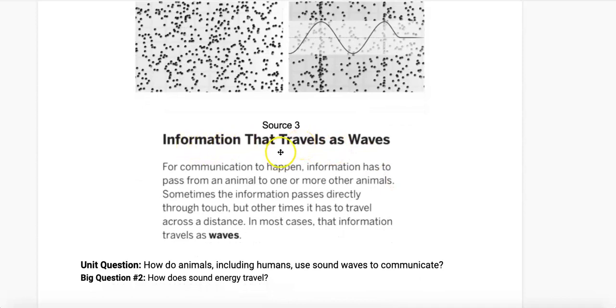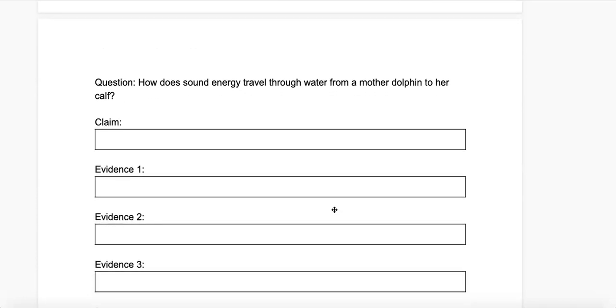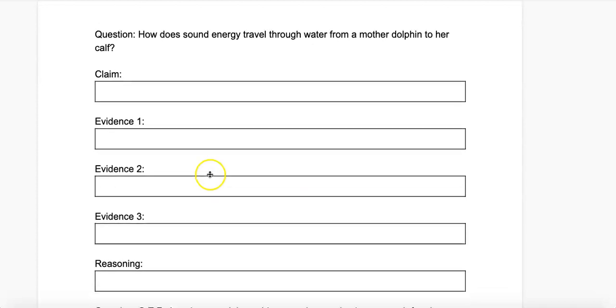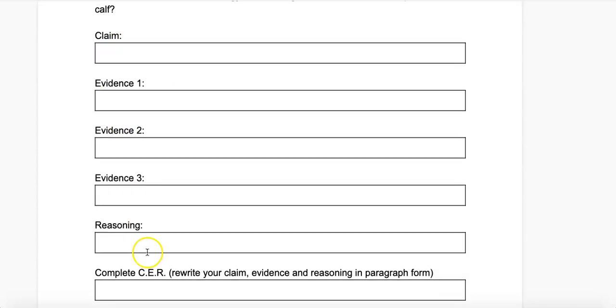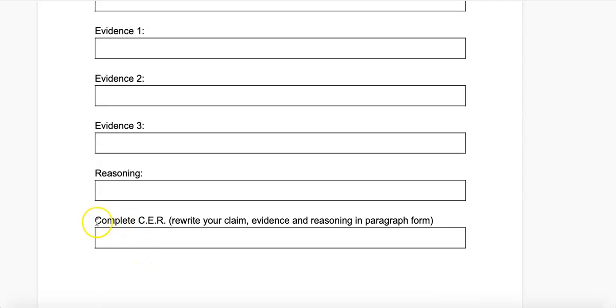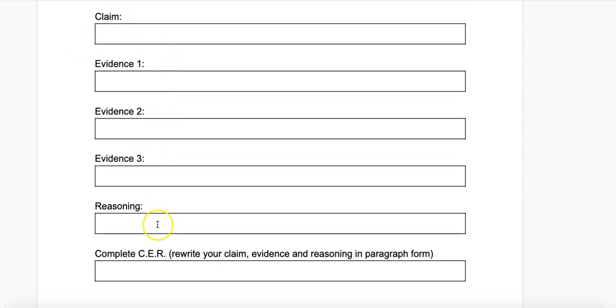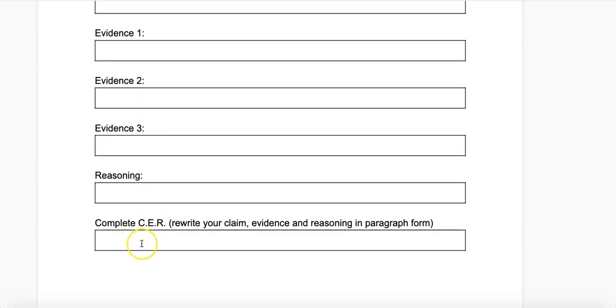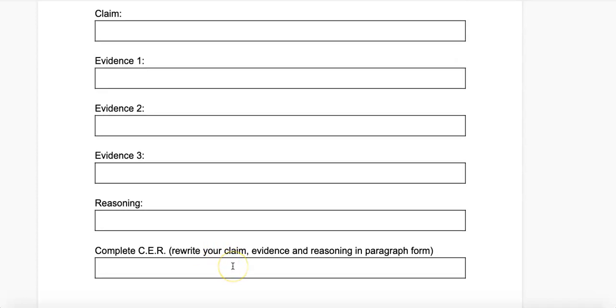This is giving us information about how sound travels as waves. When we read this source 3, it's definitely going to help us pick out some evidence to help us complete our CER. Let's go ahead and get into completing the CER together. We're going to do the claim, the evidence, and the reasoning together. On your own, independently, you will complete the CER in paragraph form. So you will take all of the information that I've typed here and you will practice rewriting that in this box right here as a full paragraph, because that's how we write our CERs.